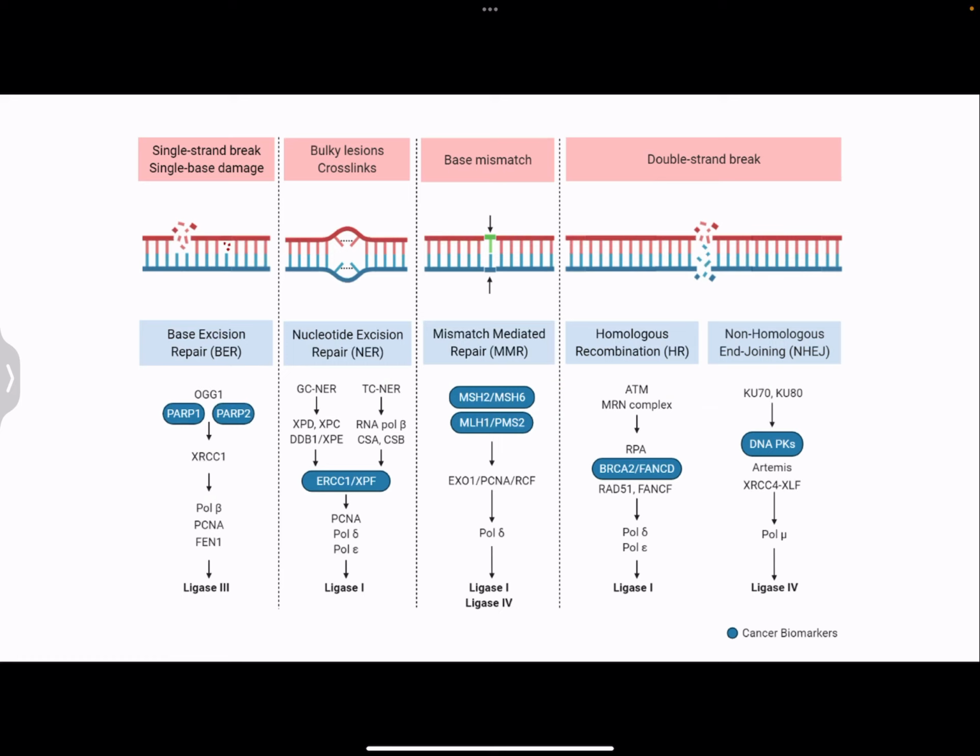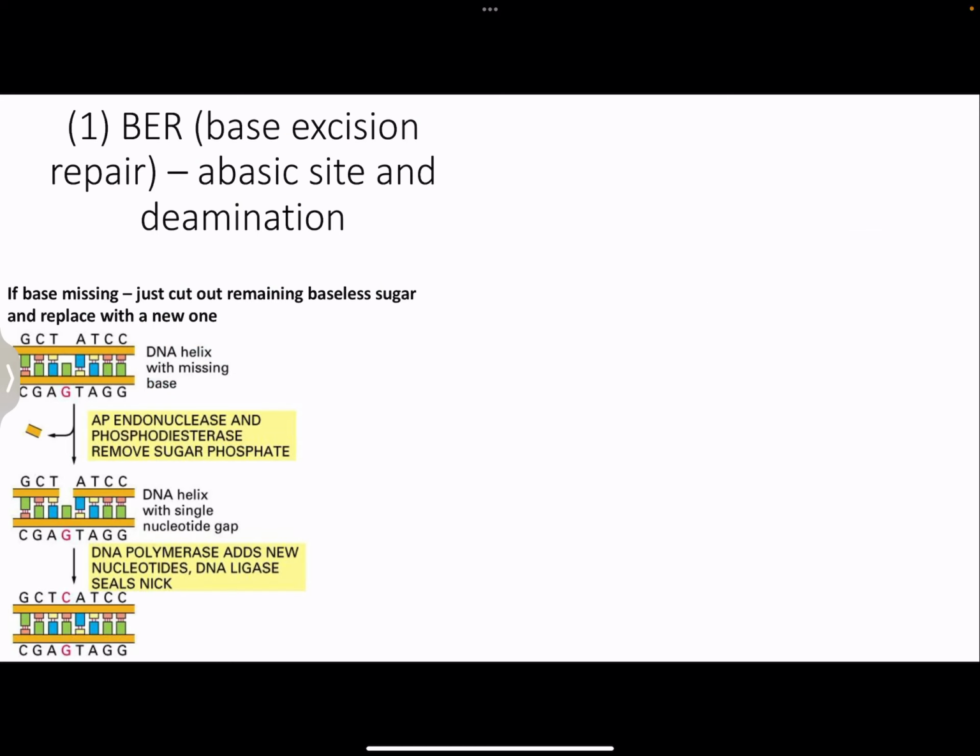So again, we can see a nice picture of all of these. The ones that you really need to know, the genes, is the MSH and MLH, which has to do with Lynch syndrome. And then BRCA has to do with breast cancer, ovarian cancer. And then ATM will be ataxia telangiectasia, which we'll talk about.